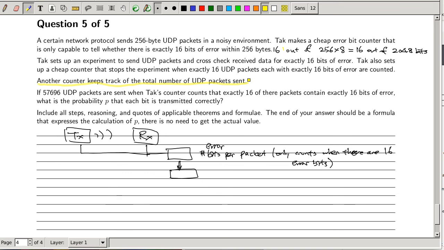So now the question says, if exactly 57,696 UDP packets are sent when the error UDP counter goes up to 16, what is the probability P that each bit is transmitted correctly? So we know there's some kind of ratio going on here. There are 16 packets that were sent erroneously, each with exactly 16 bits of error, over the total number of UDP packets, which is 57,696. So now the question is, what is this ratio supposed to equal? That's what it's asking.